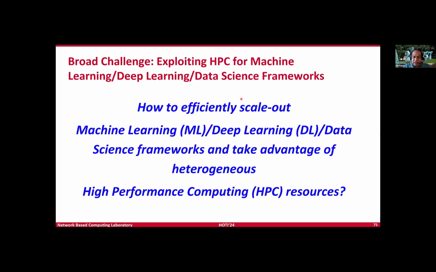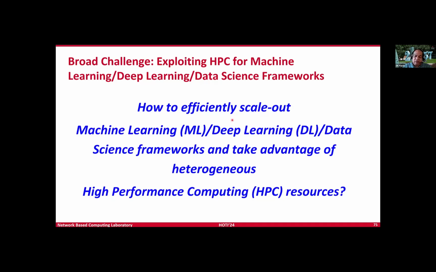So broadly, this is the definition of the challenge we are trying to address as a community. How do we efficiently scale out? Many of you must have known about scale up and scale out. Scale up is basically within a node, if I keep on adding more GPUs or more CPUs, more resources. But then there is always a limitation. I can only put 4 GPUs or 8 GPUs depending on the server and the chassis. So if I want to use 30,000 GPUs, I have to go outside of the node, and that's what is called scale out.